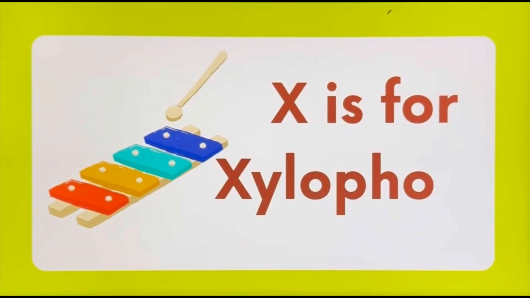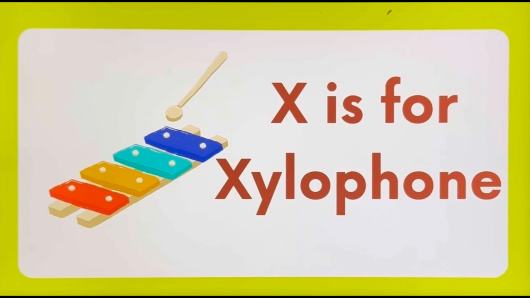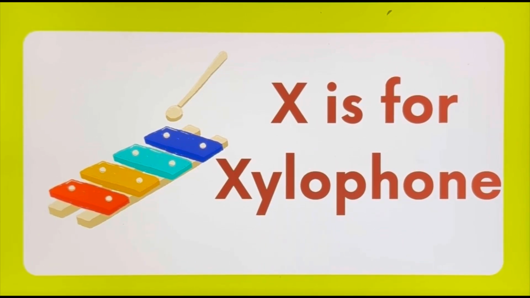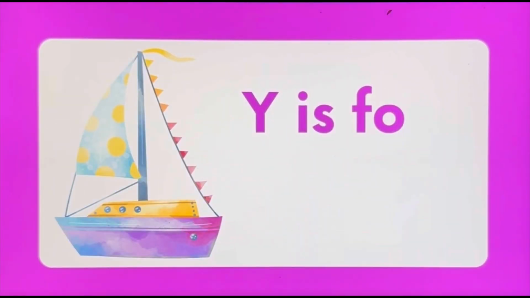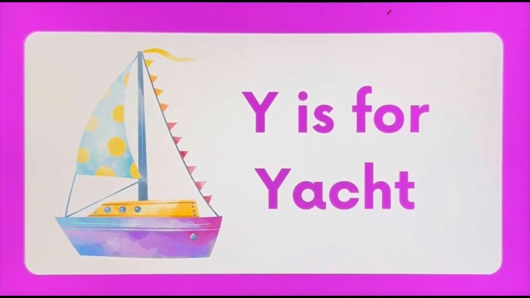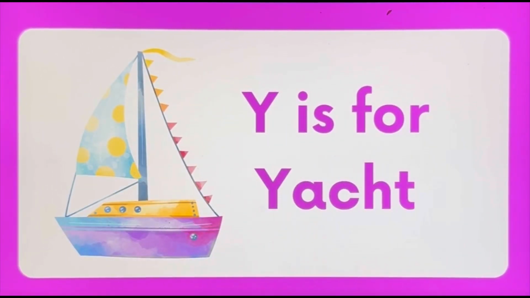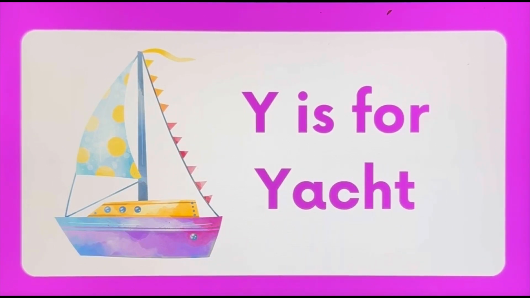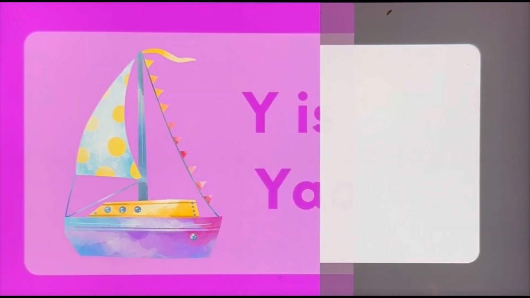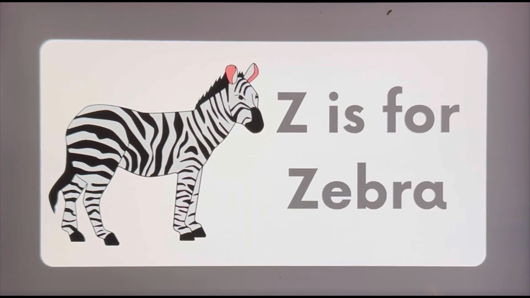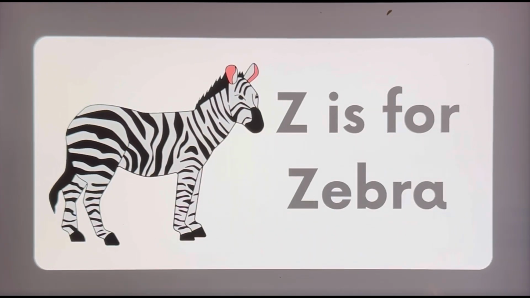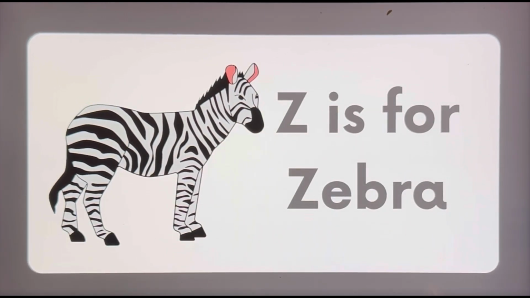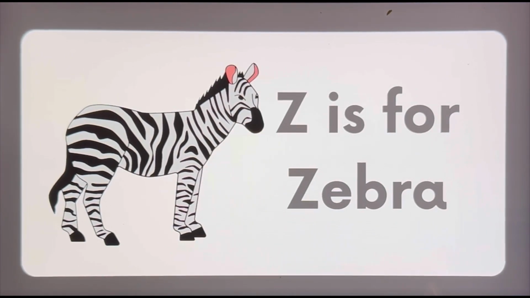X is for xylophone. Xylophone. X is for xylophone. Y is for yachet. Yachet. Y is for yachet. Z is for zebra. Zebra. Z is for zebra.